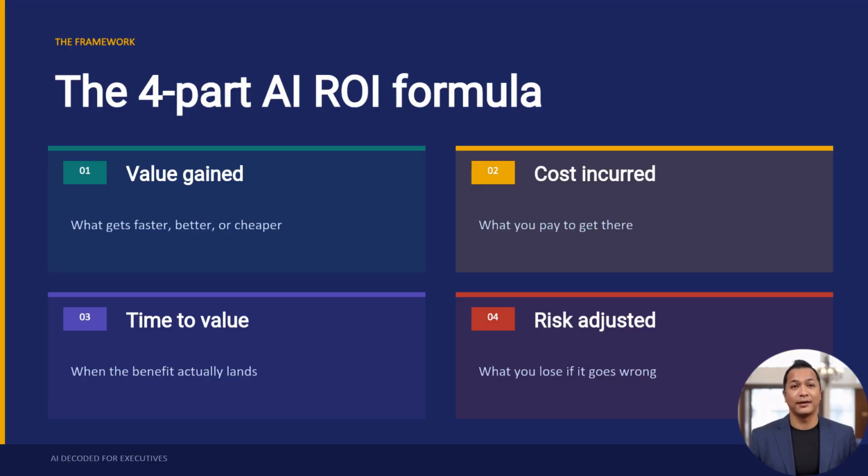Welcome to the framework, the four-part artificial intelligence return on investment formula. We'll explore how value is gained, costs incurred, time to value, and risk adjustments shape artificial intelligence investments.